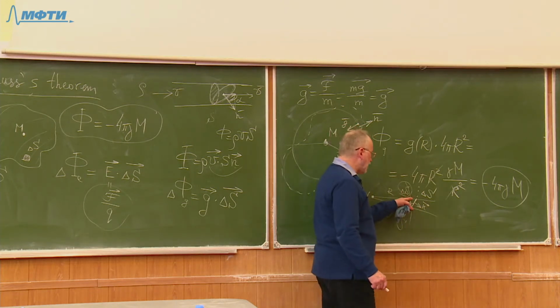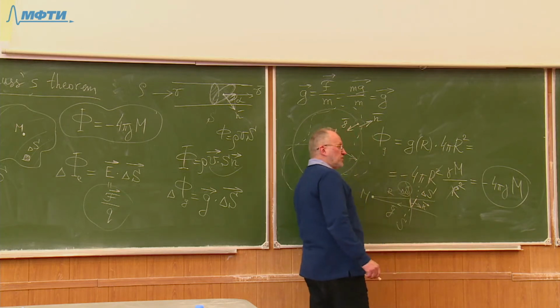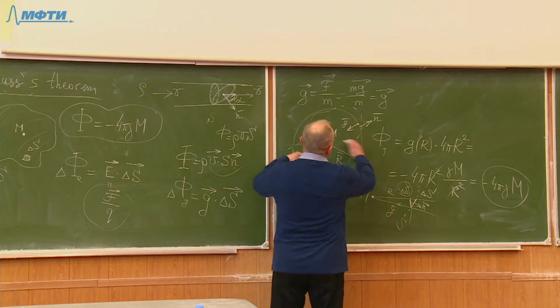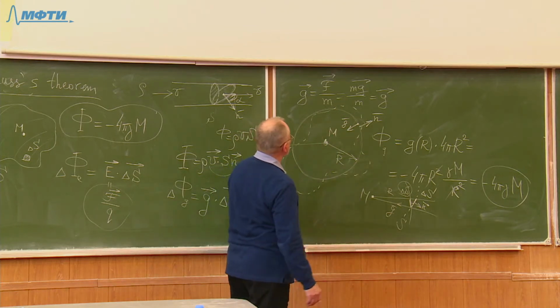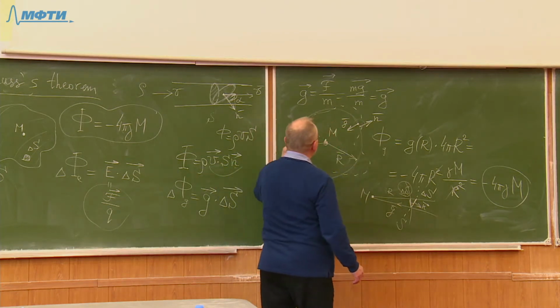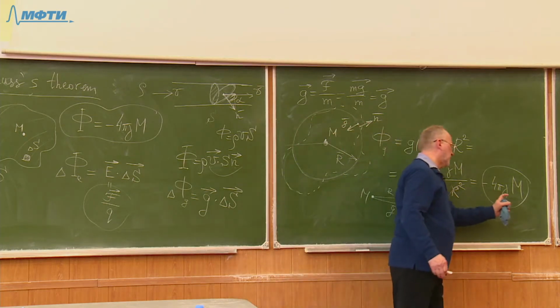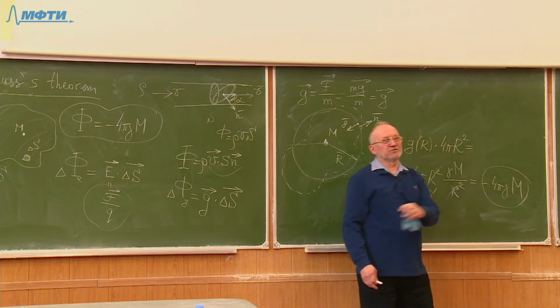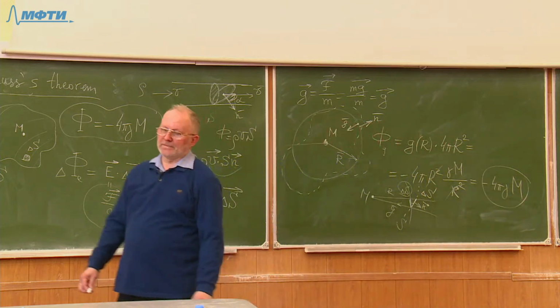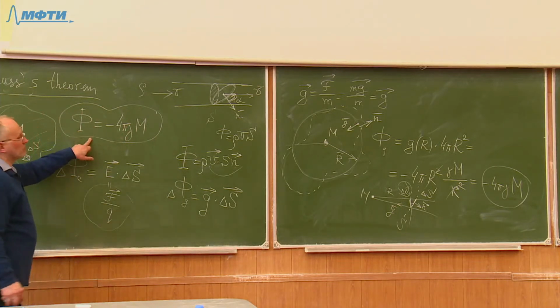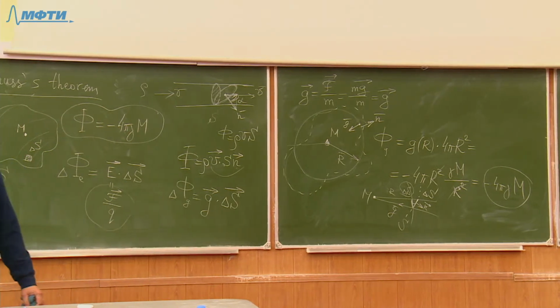If it happens for every small area of the surface, then the same will be true for the whole surface. And whatever deformation of the surface you imagine, whatever deformed surface you take, the flux through this deformed surface will be the same. It does not depend on the shape of the surface. That's it. We have proven Gauss's theorem for gravitational field.